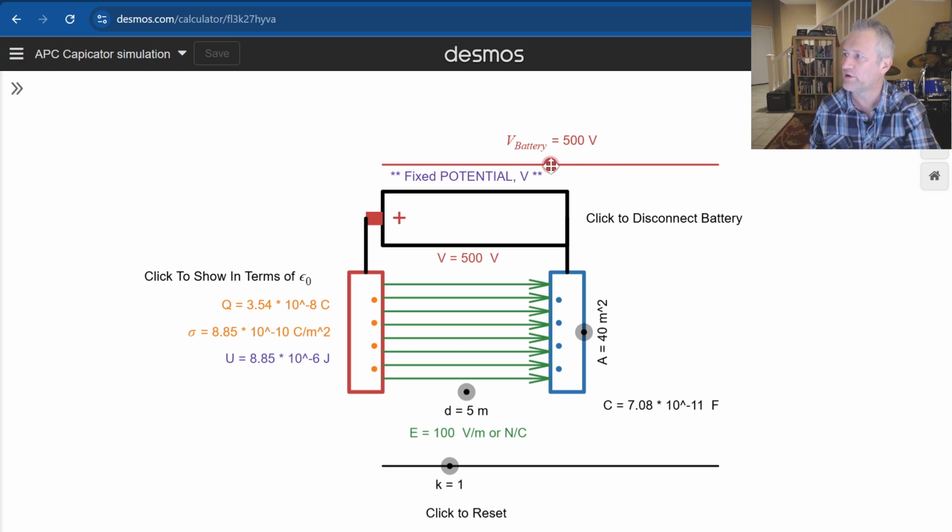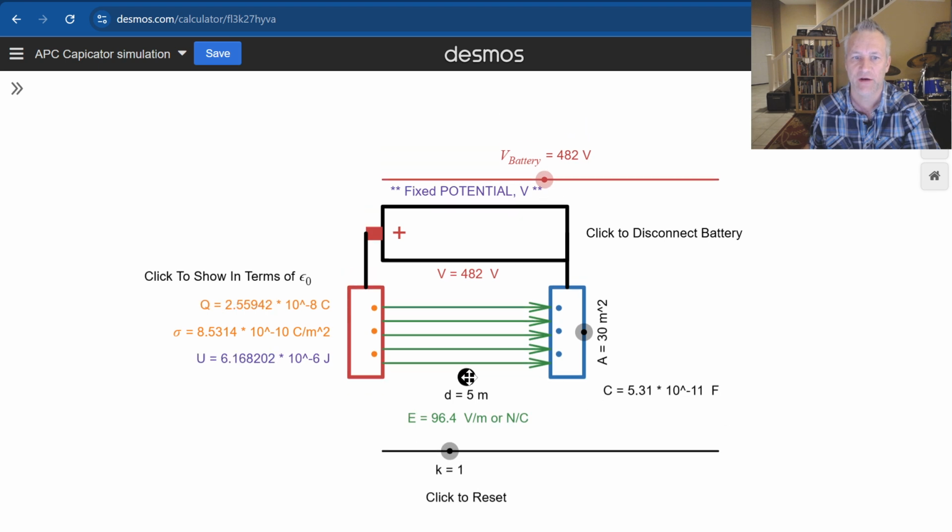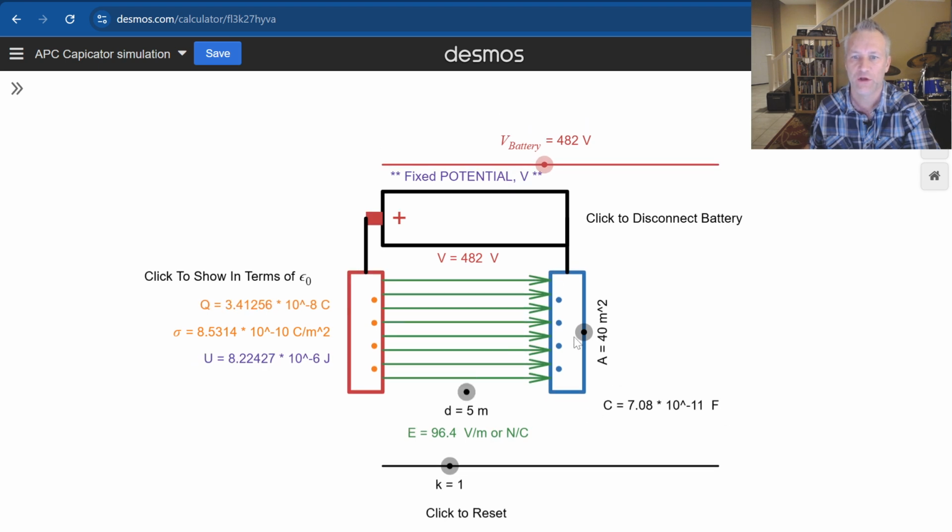But what you can do here is change the battery. We could change the area of the plates, but we're not going to do that. You can change the plate separation. You can see the capacitance, the electric field. You can change kappa. You can view this in 2 different ways. I prefer to see the actual value, so I don't have it in terms of epsilon naught. And just for an example, K equals 1, that means no dielectric.